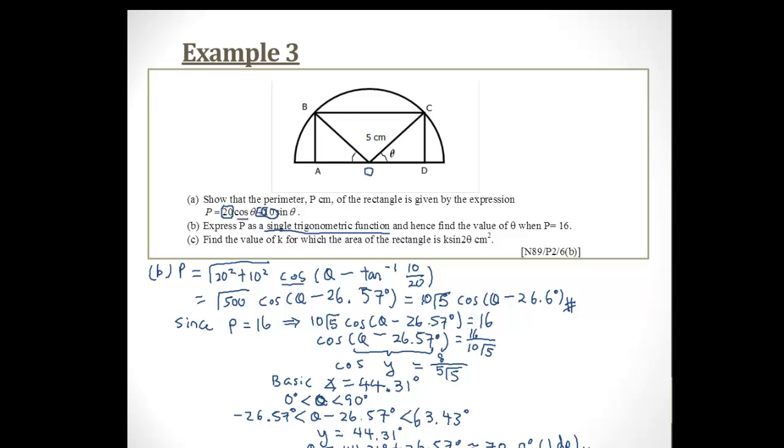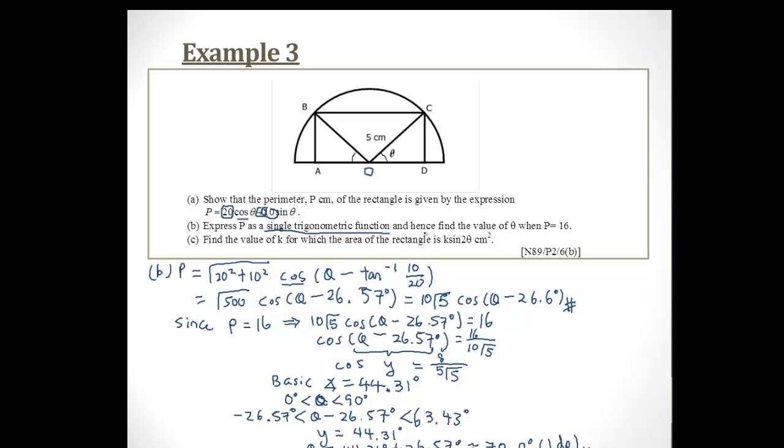So this will be equal to 10 root 5 cosine, open bracket, theta minus 26.6 degrees, close bracket, if they want the answer, because the answer for angles should be rounded to 1 decimal place. And take note, I have simplified the surd here by splitting 500 into 100 times 5. So I've answered the first part of the question.